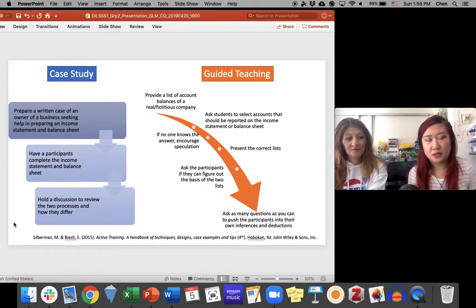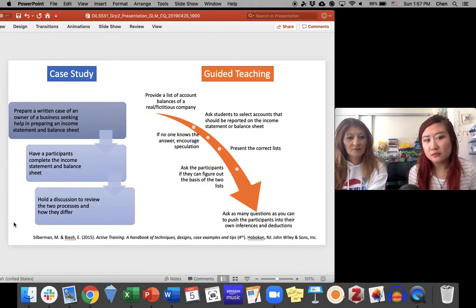Case study will put you in a very realistic situation and really trigger your thinking, and then think about exactly what concepts you need to use for which one and the real applications. So that will also point out what mistakes you have made. So for the case study, essentially we follow the procedure that was presented before. You prepare a written case of an owner of a business seeking help in preparing an income statement and balance sheet. So that could be the scenario, a very realistic scenario.